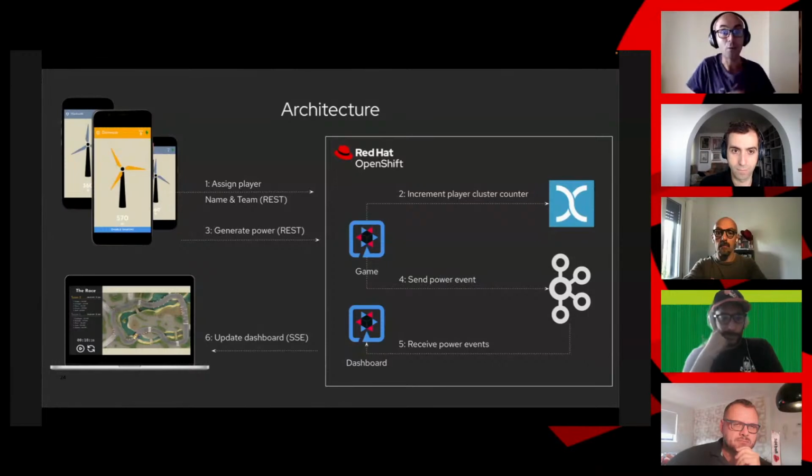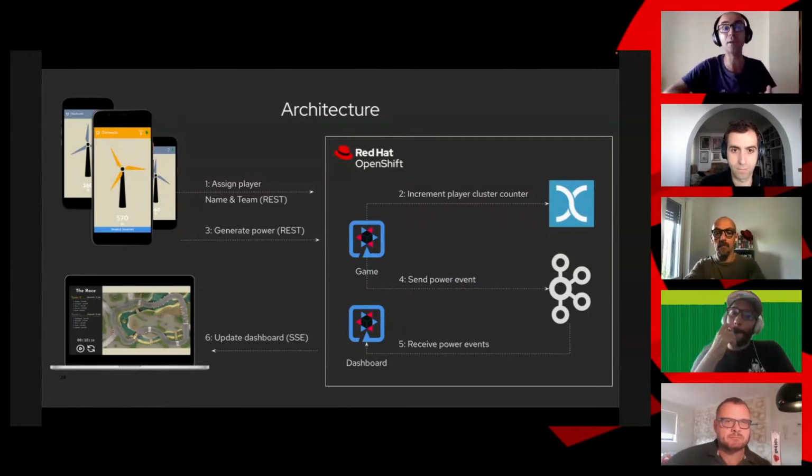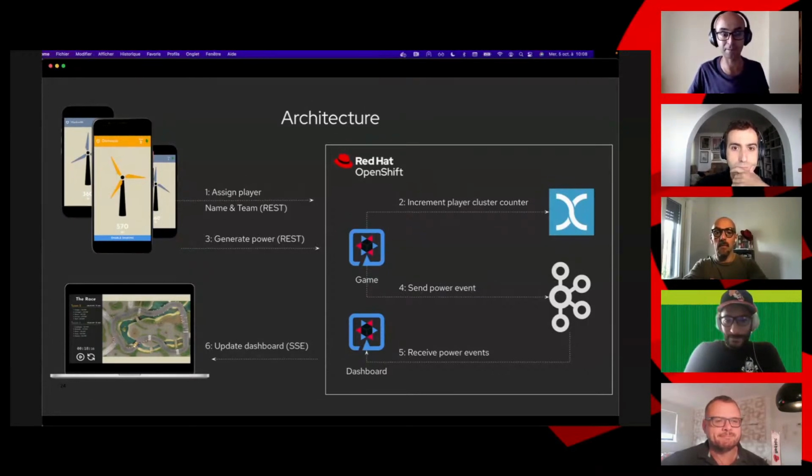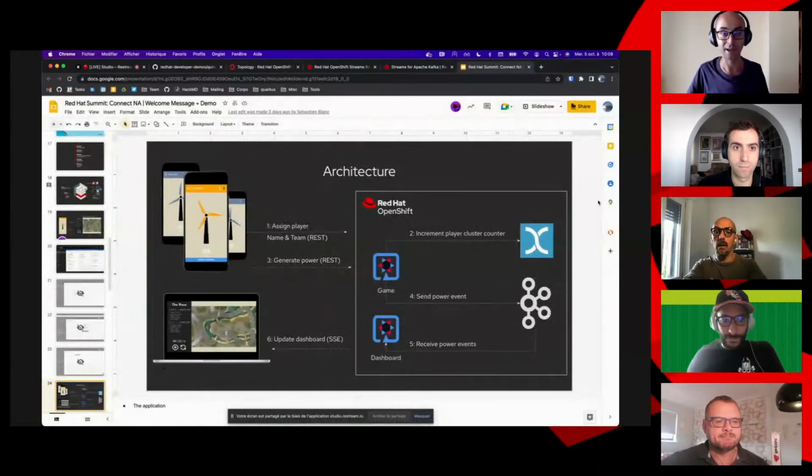As you can see, we are generating thousands of events per minute, because the more players there are, and the faster you click the windmill, the more events are sent to the Kafka topic. They're processed in real time and sent back to the dashboard. So this is how the whole application works. So I think we're going to start.